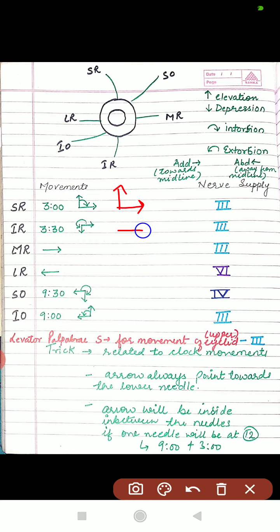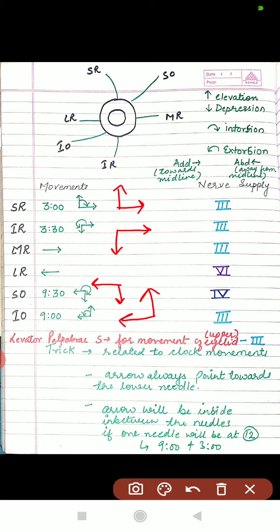3:30, it will be one needle towards the 3 and one needle towards the 6. Okay. 9:30 will be like this: one needle at 9 and one needle at 6. Again 9 o'clock, if you see, one needle towards 9 and the other one towards 12. So this is the trick.